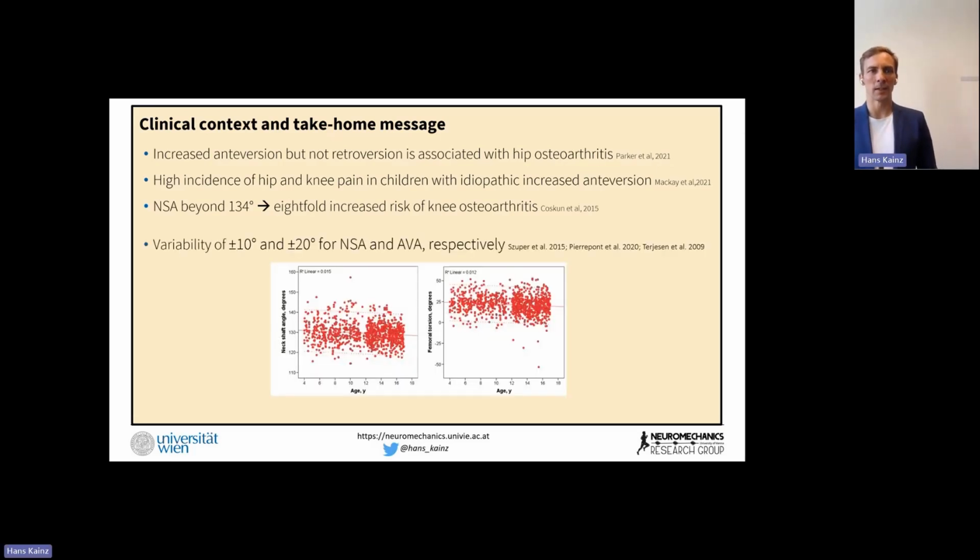Importantly, what I want to point out here is that there is a huge variability in the neck shaft angle and the anteversion angle even in healthy participants. So not only in children, but also in adults. Therefore, if you really want to quantify subject-specific joint loads, it's very important to account for the bony geometry.